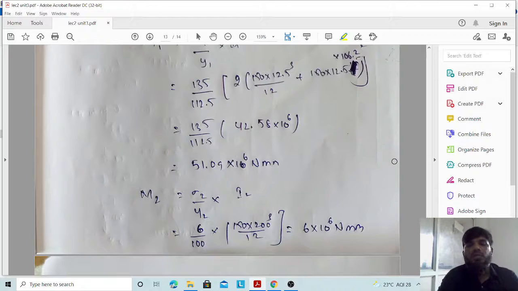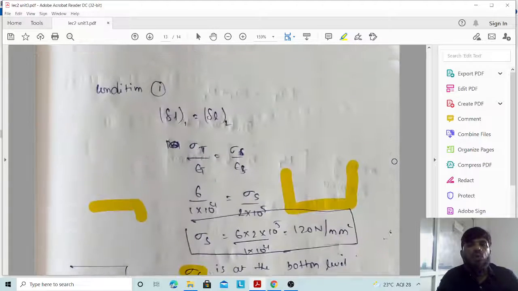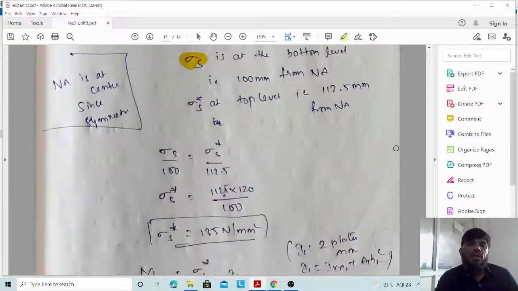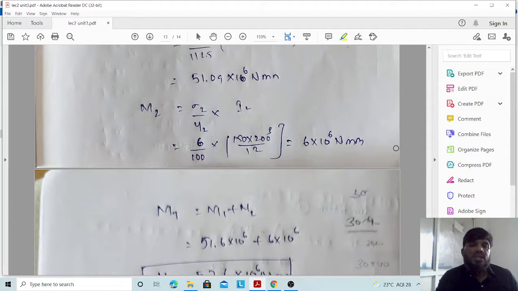You can go and check the diagram once again. This is the timber, so its CG will be exactly matching the overall CG, that is 100 from here, since the section is symmetric, exactly at half of the depth. So there is no need to apply the parallel axis theorem; directly we can go for 150 into 200 cube by 12. Even if you want to, you can add A1 H square, but the H value is going to be 0. So no need to do that, and you can directly calculate the value of M2.